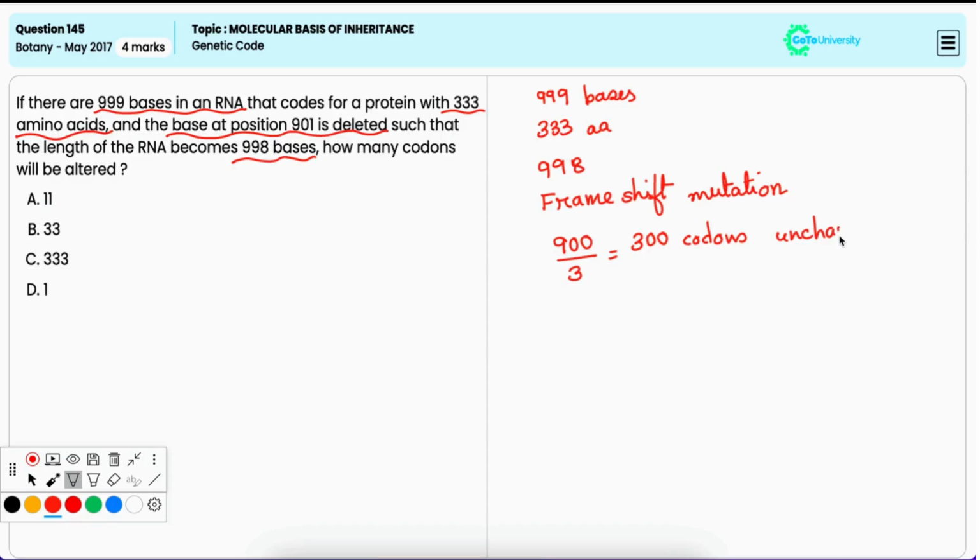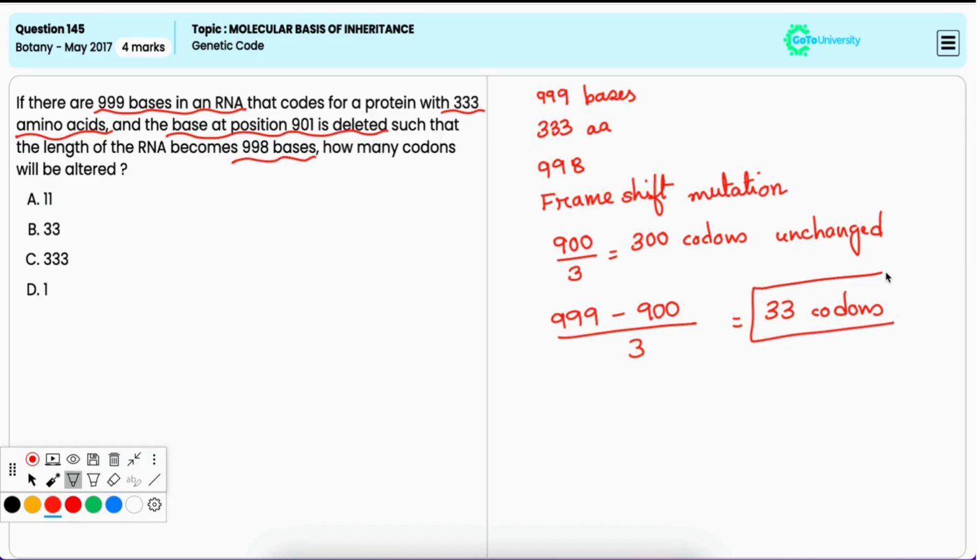So from position 901 onwards, there are (999 minus 900) divided by 3, which is equal to 33 codons. So the number of altered codons would be 33 codons.